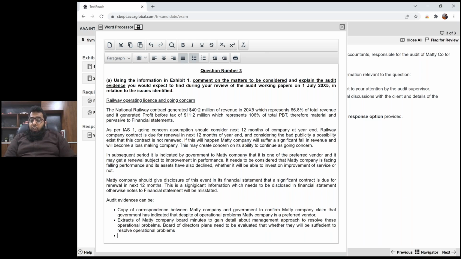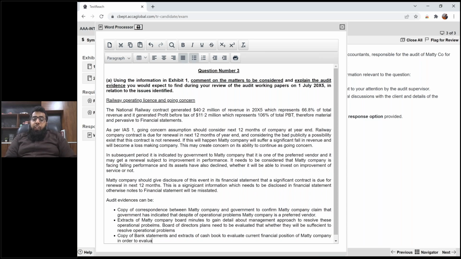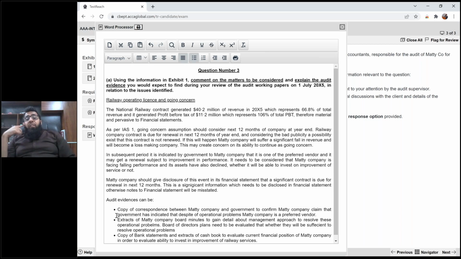Or you can say copy of METI company's bank statement and extracts of cash book to evaluate current financial position of METI company in order to evaluate its ability to invest in improvement of railway system or railway services. You can also look at the METI company budgets. Yes, you can also look at METI company's current agreed borrowing facilities.